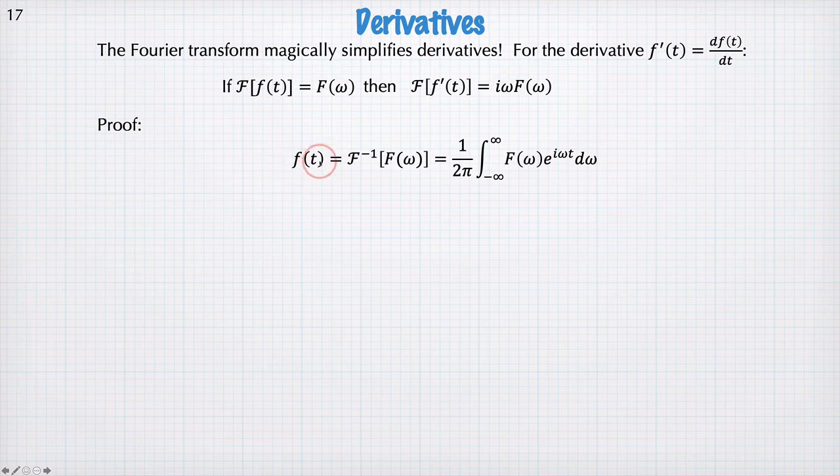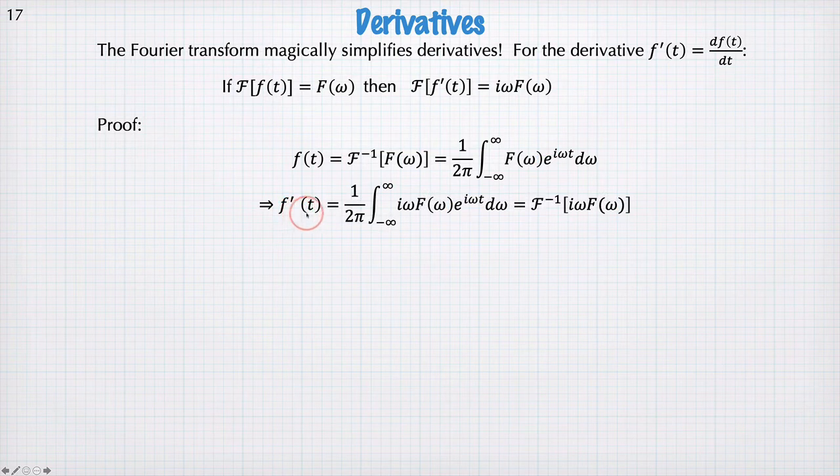So let's start with the function f of t. We're going to write that as its Fourier transform inverse transformed. So this is the Fourier transform of f of t, inverse transform it must be equal to itself. We're going to expand this inverse Fourier transform as the integral divided by 2 pi, and then it's integrated by multiplying by e to the i omega t d omega. So this is the inverse transform of capital F of omega.